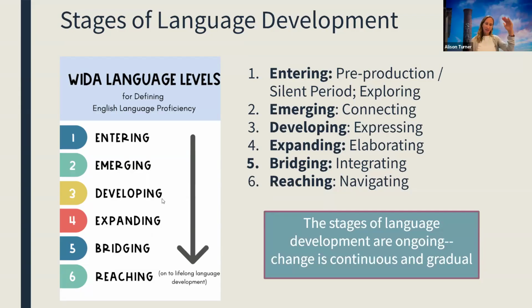And then the last three, expanding, bridging, and reaching, are really as they're starting to develop their language proficiency and flexibility. In expanding, I want you to think about elaborating, being able to better describe their needs and operate in different contexts. Bridging, they're integrating their experiences, and reaching is really when they are moving on to this lifelong language learning status. And so just remember that these stages of language are ongoing and change is continuous, but certainly gradual.